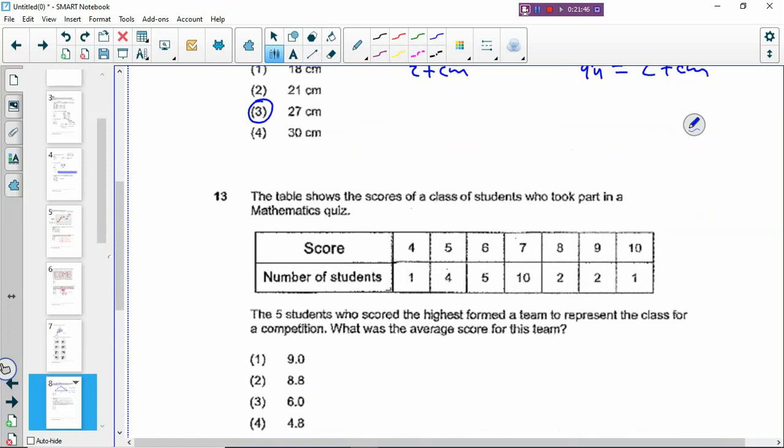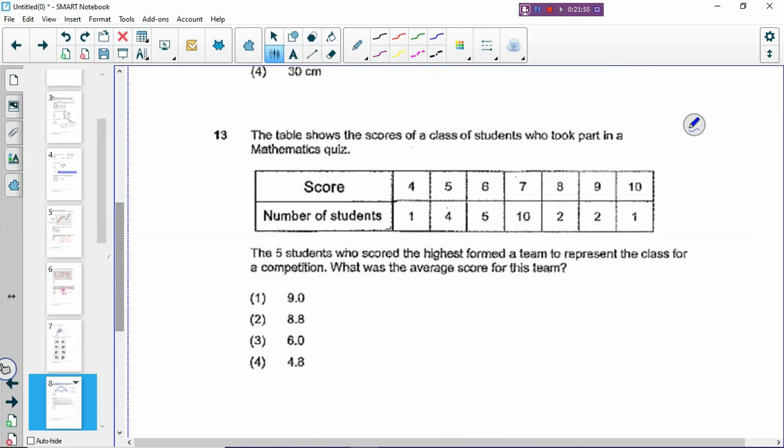Question 13. The table shows the scores of a class of students who took part in a mathematics quiz. The 5 students who scored the highest form a team to represent the class for competition.